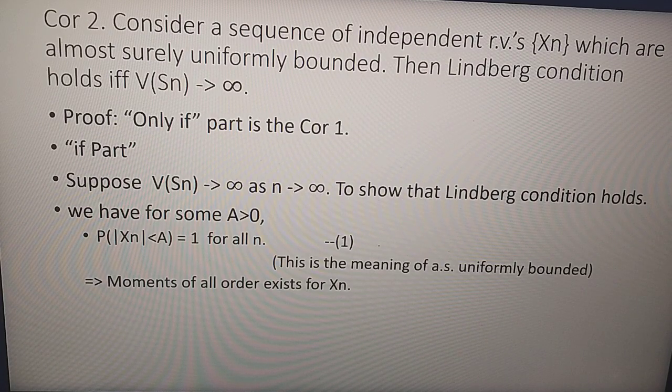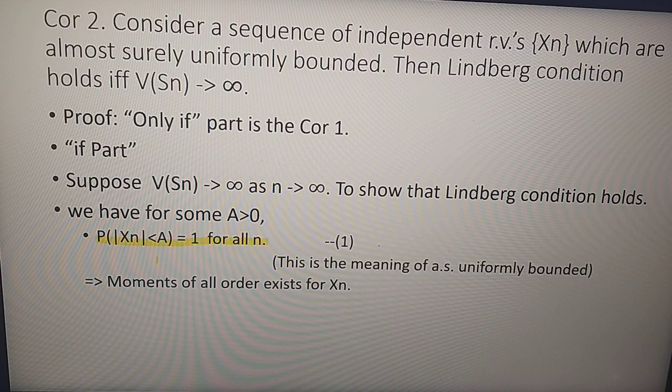As corollary number 2, here also consider the sequence of independent random variables Xn which are almost surely uniformly bounded. The Lindeberg condition holds if and only if variance Sn tends to infinity. The only if part is corollary 1, which we have already proved. For the other part, the if part, suppose variance Sn tends to infinity; we have to show that the Lindeberg condition holds.